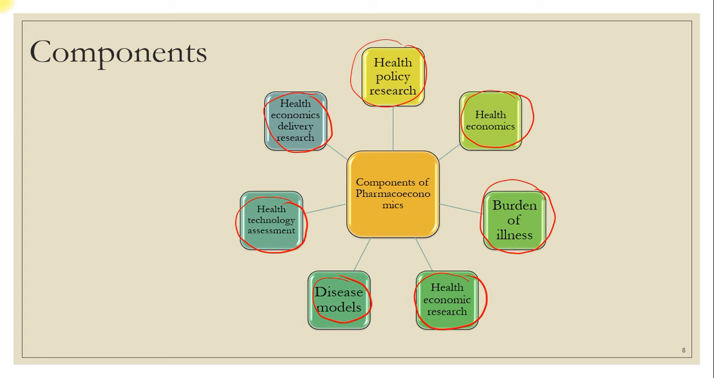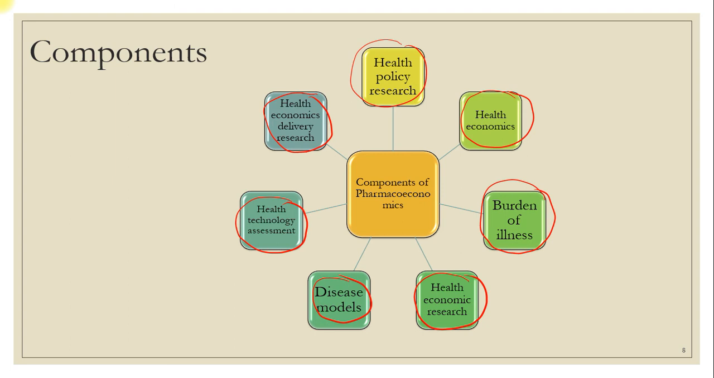Then the next component is health economic research. The health economics, which we have just considered, is the cost and benefits of pharmaceutical products, services and programs. So research of it in detail, what resources are being consumed and what the outcomes are, needs to be ascertained. Then we have to be concerned with the disease models, various disease models.